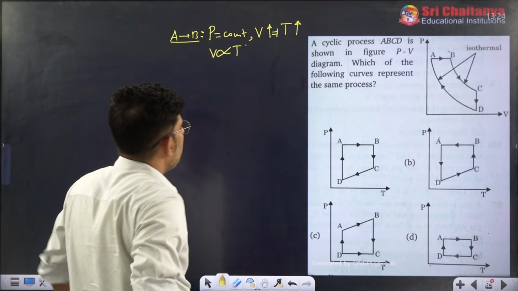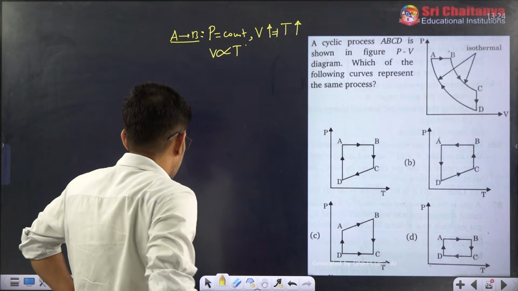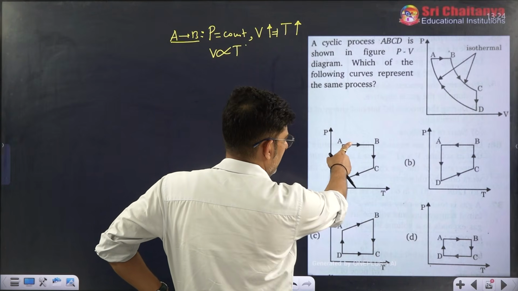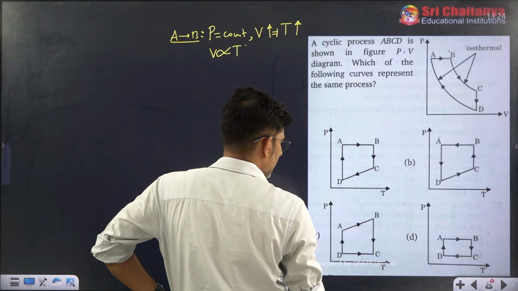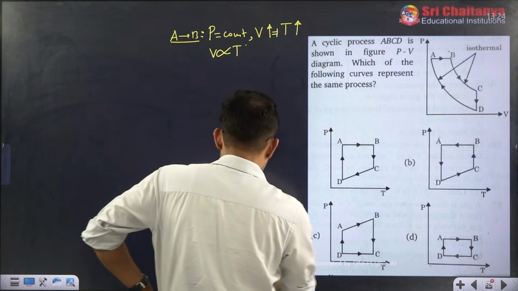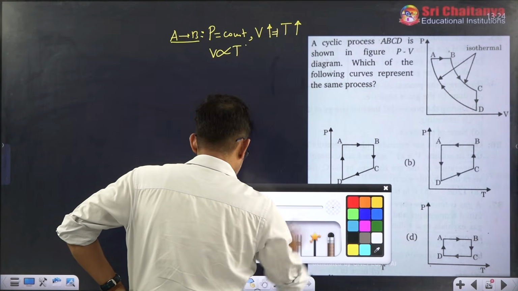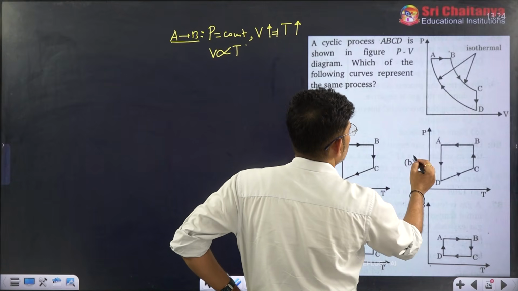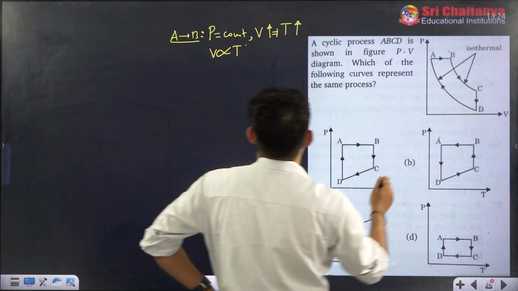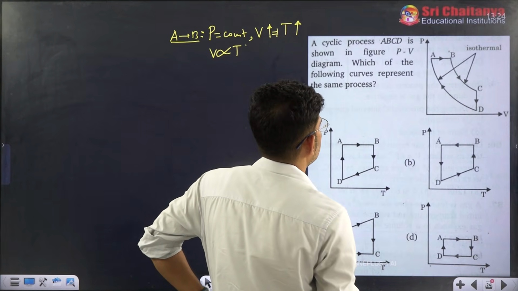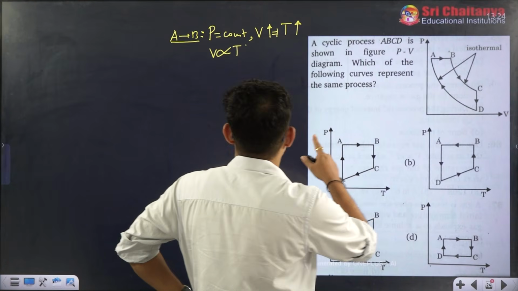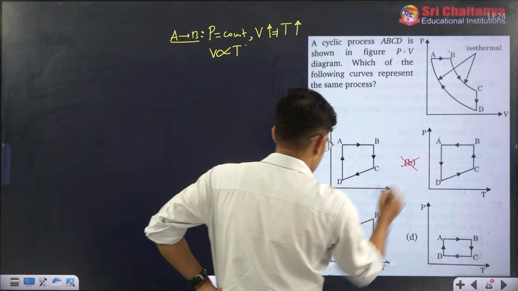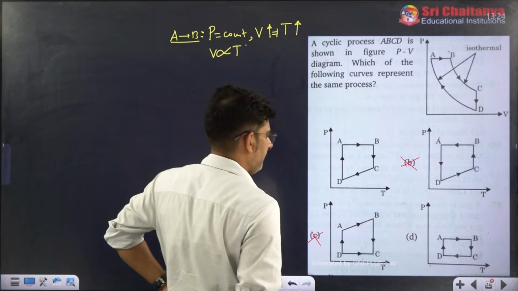So P constant and temperature increasing. Which process are we seeing? P constant, temperature is increasing. In first, it is correct, and in fourth. So which are not possible? P constant and temperature is increasing. So this is not possible.